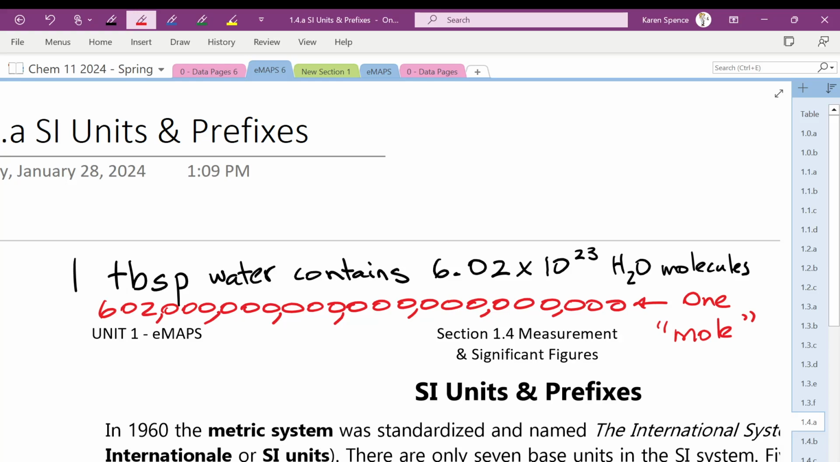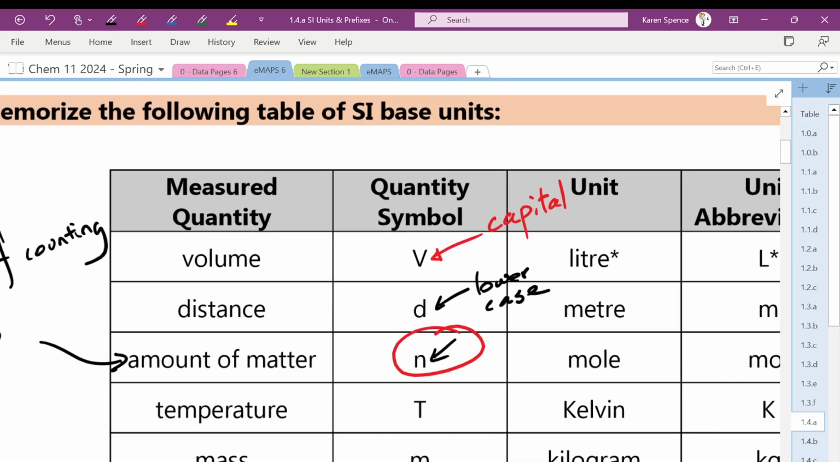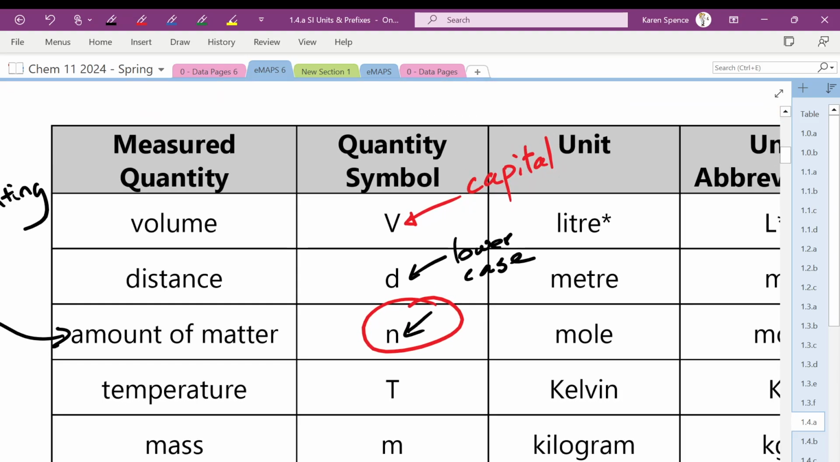You know, when you go and you buy some eggs, you don't normally say, I'm going to the store to buy 12 eggs. What would you say instead? I'm going to the store to buy a dozen eggs. So you wouldn't say, I am going to measure out 6.02 times 10 to the 23 water molecules. You would say, I'm going to measure out 1 mole of water molecules. Okay? And that is how we count the amount of matter, which is signified by the letter N.